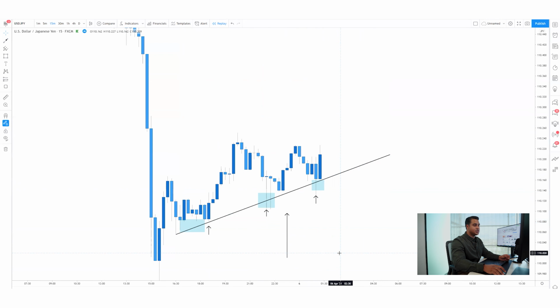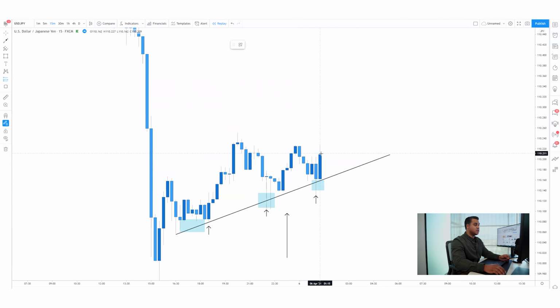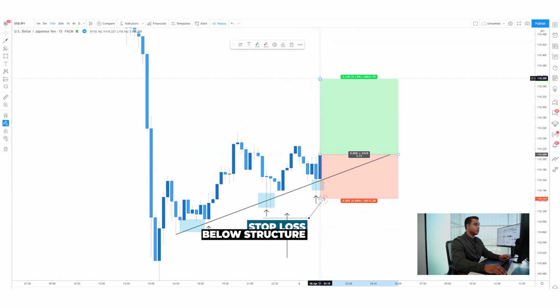But on this occasion, if we plan to buy the market, then this is going to be the pivotal area, the retest of this brick wall, an area in the market where price is more likely to go up as opposed to having some sort of drawdown or entering the market too late. So this is our first example, and this is where we're going to be taking our trade, stop loss below structure, and go for a 1-to-2 risk reward ratio.